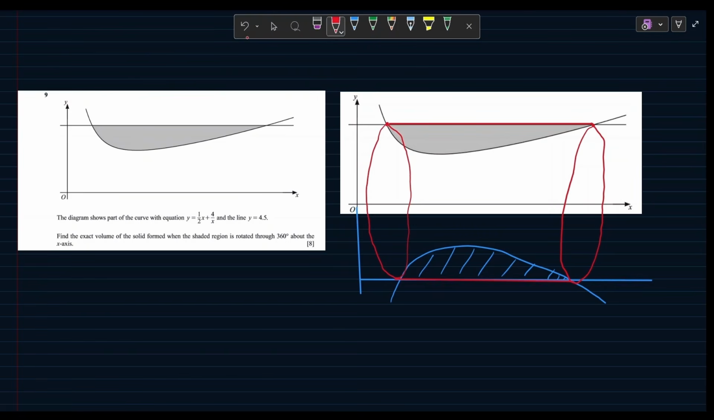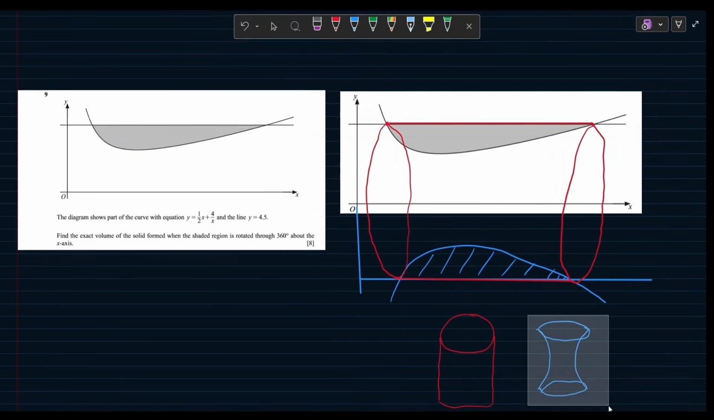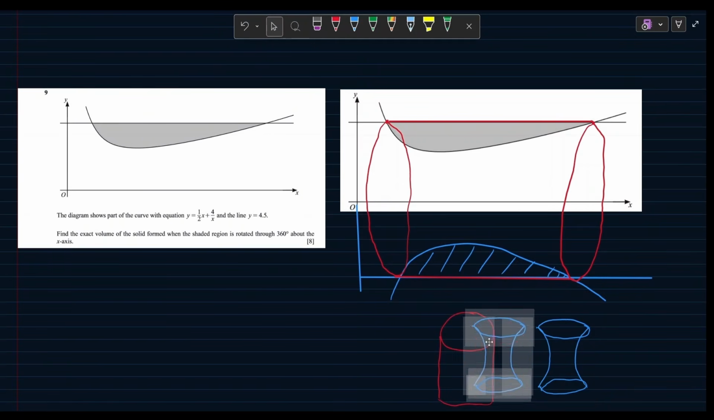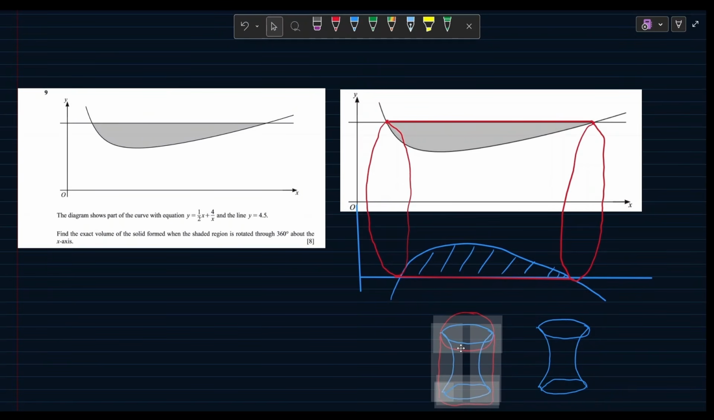So think about this as if you have a can of beans, right? So you've got your can of beans, that's the red part. I know it's a bad can of beans. And then inside, you've got something of this form. Don't know what you'd call this. The only thing I can think of is like a vase, right? So it's like you've got this vase and you've put it inside the can of beans.